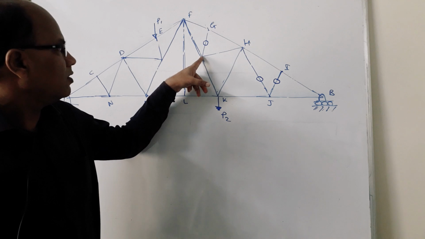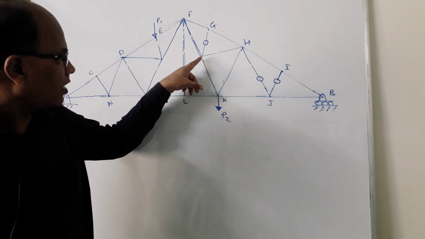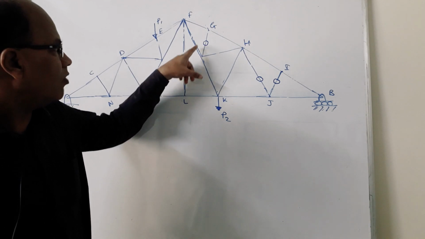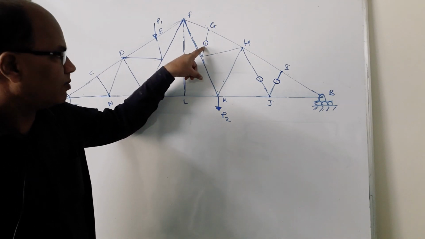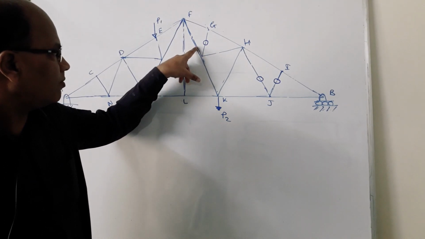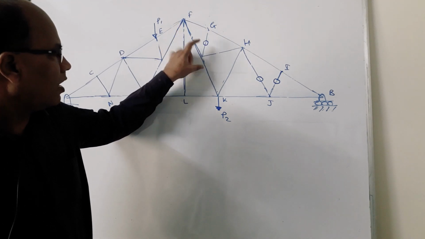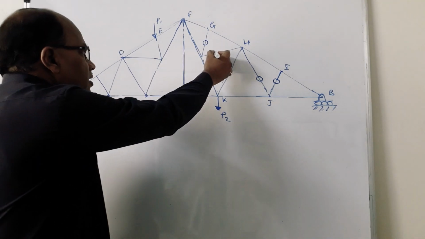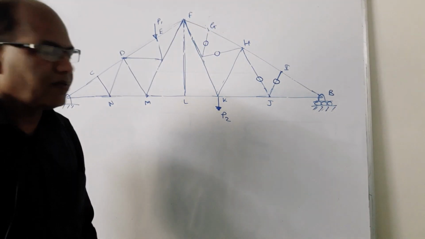Now I cannot go with this one. So can I go with this one? Yes, I can, because there are 4 members. Out of 4, 1 is already a zero force member, so there are 3 members remaining. 2 are collinear and there is no external force or reaction at this joint. It simply means that it is also a zero force member.